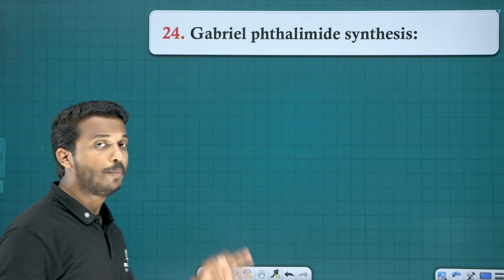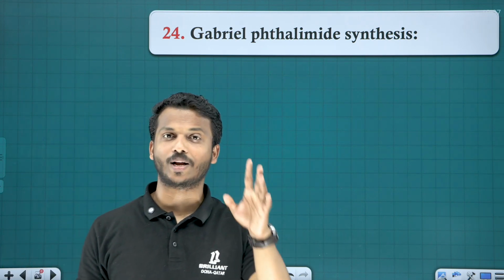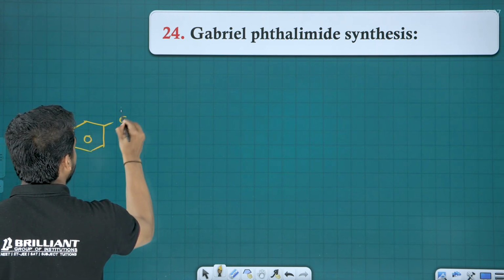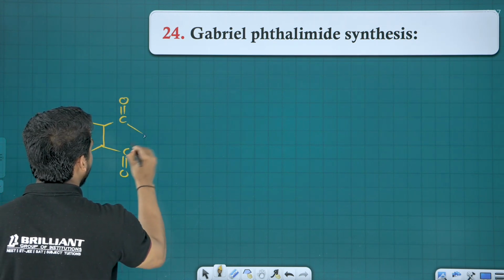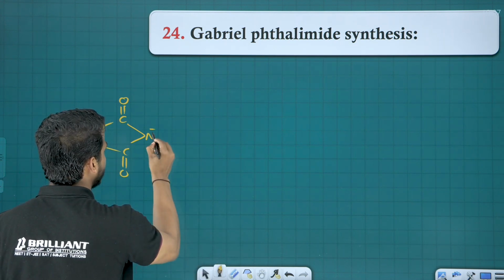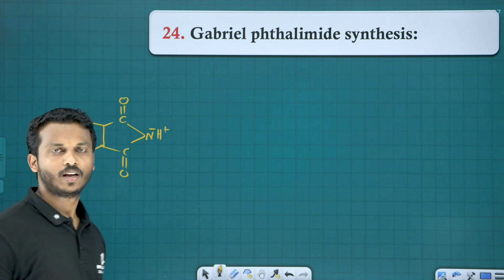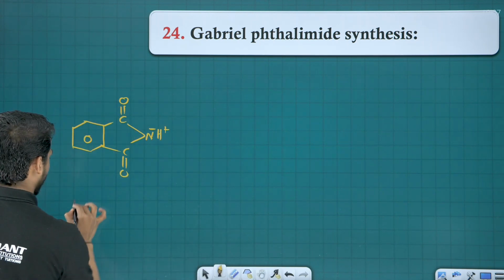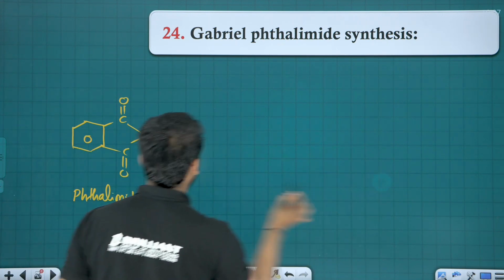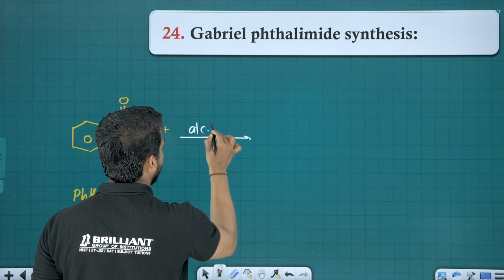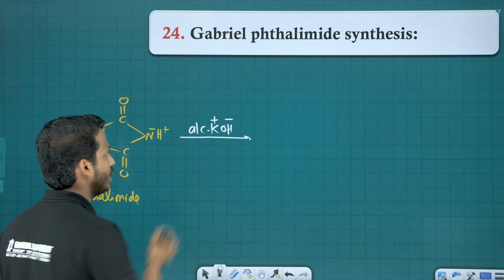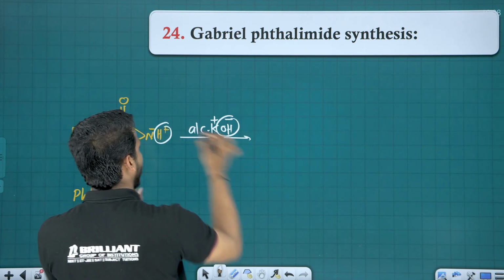Next we have the Gabriel phthalimide synthesis. It's one of the preparations of amines. Gabriel. What is phthalimide? Phthalimide is benzene with CO, N minus and H plus. When you write it as an ion, we can say N minus and what? H plus. NH. This is called phthalimide, the starting material. First we treat phthalimide with which one? Alcoholic KOH. What happens? In alcoholic KOH, K plus is there, OH minus is there. This H plus and OH cut, and the potassium comes onto the chain.